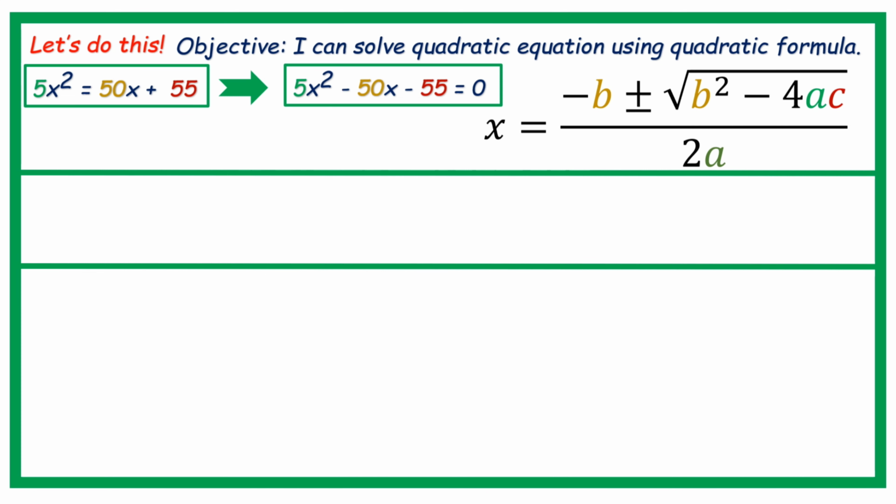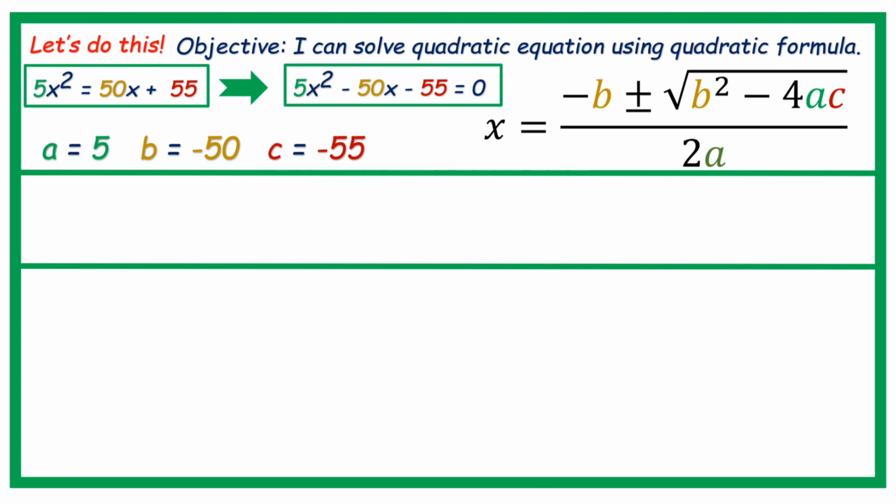And let's bring down the quadratic formula. x equals minus b plus minus square root of b squared minus 4ac over 2a. After that, let's look for the a, b, and c. Our a is 5. Our b is negative 50. And our c is negative 55. What is our next step?